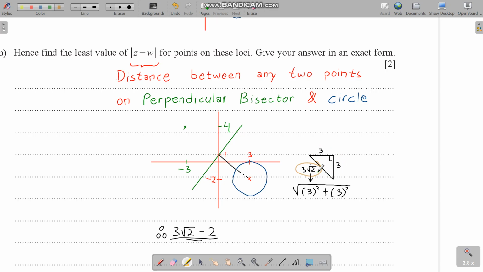We can find the hypotenuse using Pythagoras. So this distance is 3 root 2, and of course the radius of the circle is 2. So the final answer would be this line, 3 root 2, minus 2. So 3 root 2 minus 2 is the final answer.